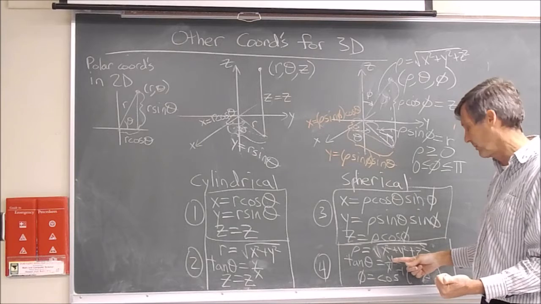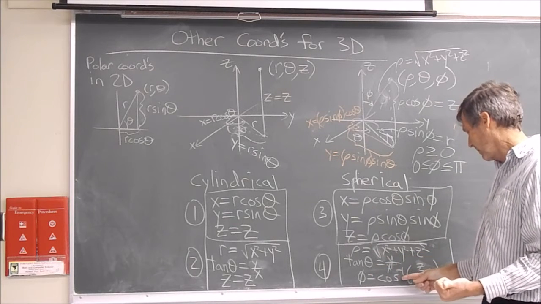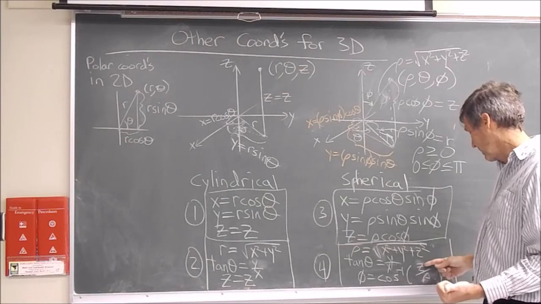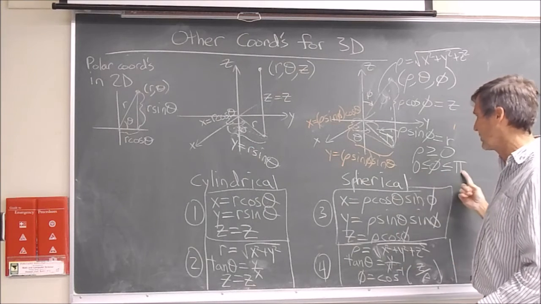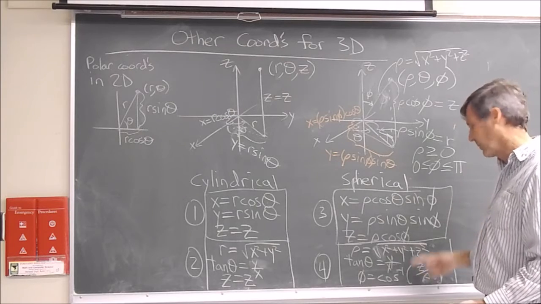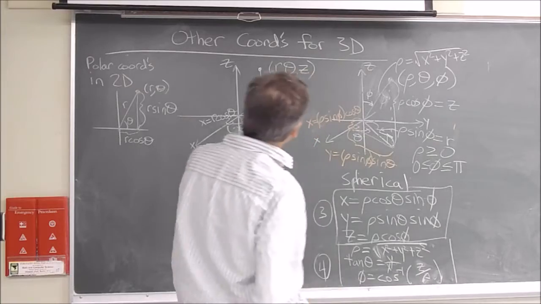This one you have to pick the right angle; you have to add pi sometimes depending on the quadrant. But phi equals arc cosine of z over rho always works, because you want the unique angle between 0 and pi, and that's what the arc cosine gives you. So there's an introduction to these things.